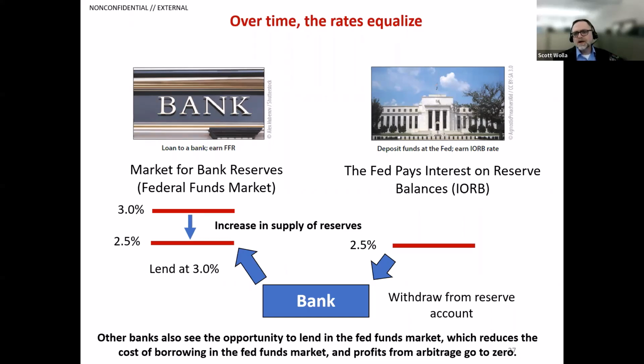So again, point two is that arbitrage ensures that the federal funds rate is linked, or any gap between the federal funds rate and the interest on reserve balance rate is narrowed or diminishes, because banks see opportunities to arbitrage any difference. And I'm going to pass it back to Jane to start on the next slide.